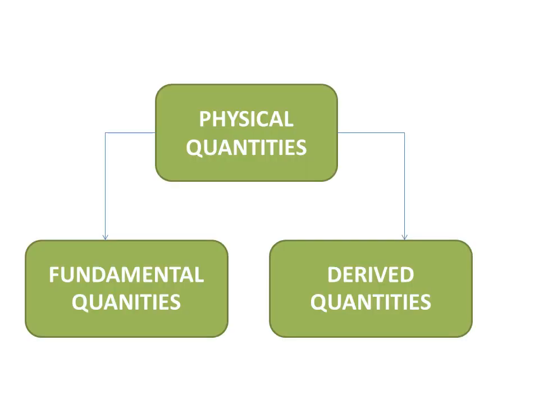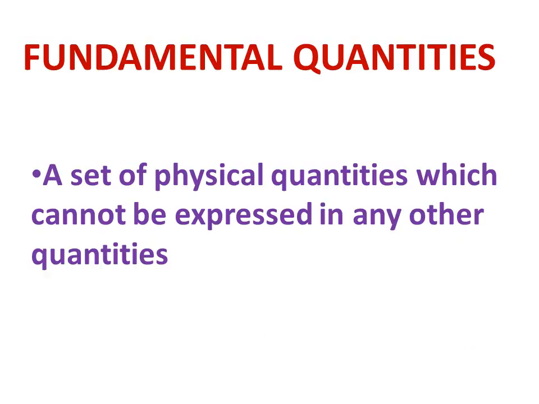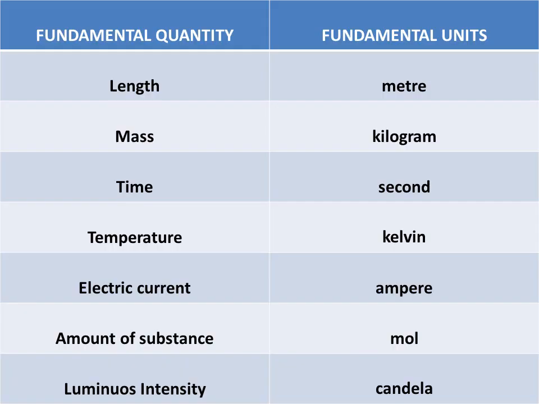Classification of physical quantities. Physical quantities are classified into two types: fundamental quantities and derived quantities. First, let us know what fundamental quantities are. A set of physical quantities which cannot be expressed in any other quantities. The seven fundamental quantities and their SI units are tabulated: length, meter; mass, kilogram; time, second; temperature, Kelvin; electric current, ampere; amount of substance, mole; luminous intensity, candela.